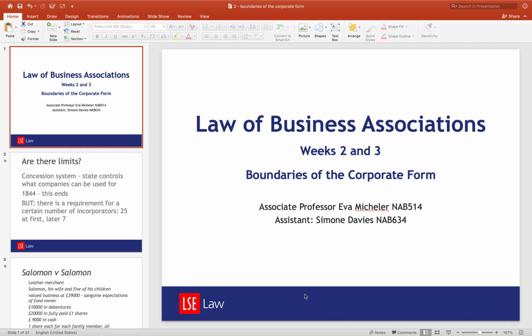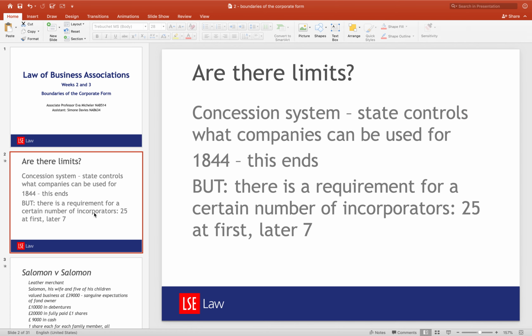So, boundaries of the corporate form was the first substantive topic that we did, and I'm going to talk you through the slides for the purposes of revision. The first thing we spoke about was the question of what companies are for, what their purpose is, and company law began in the form of a concession system where the government would make available the corporate form on an ad hoc basis for projects deemed deserving of the corporate form.